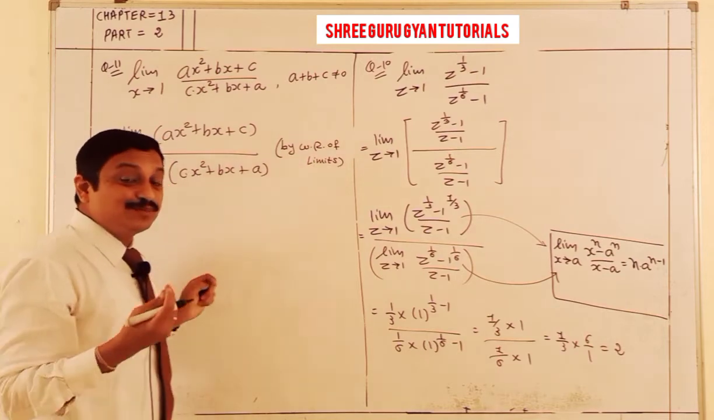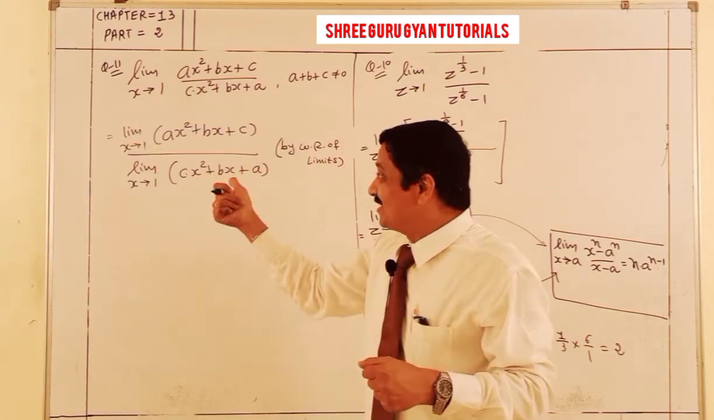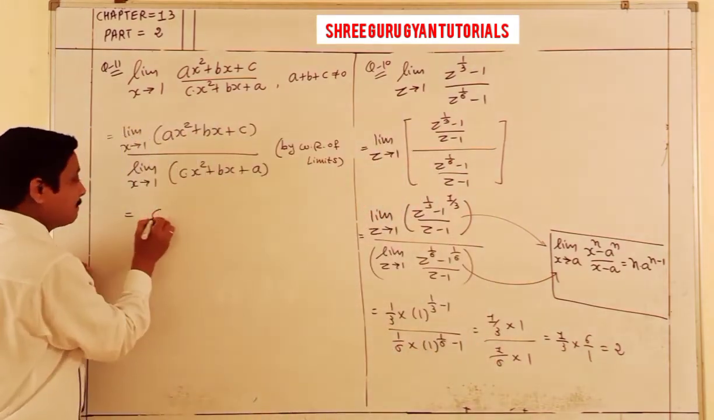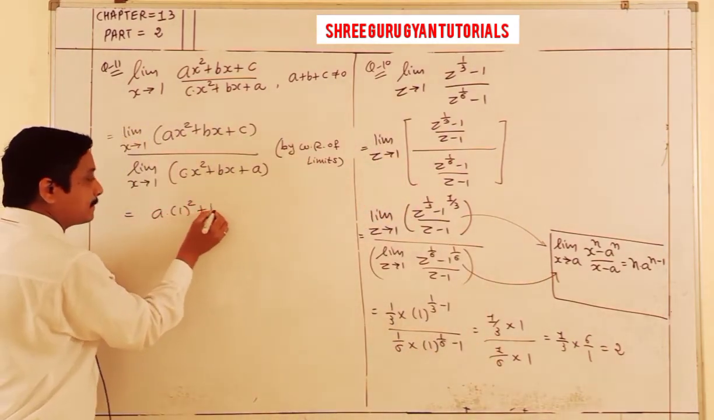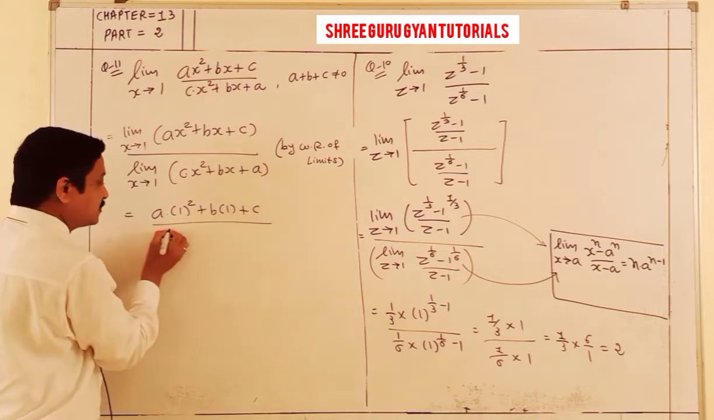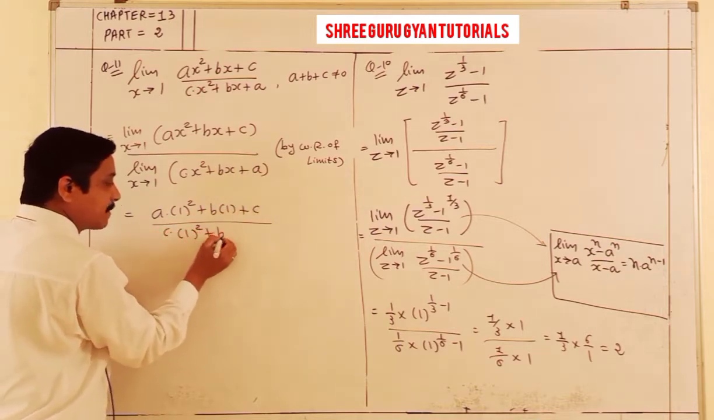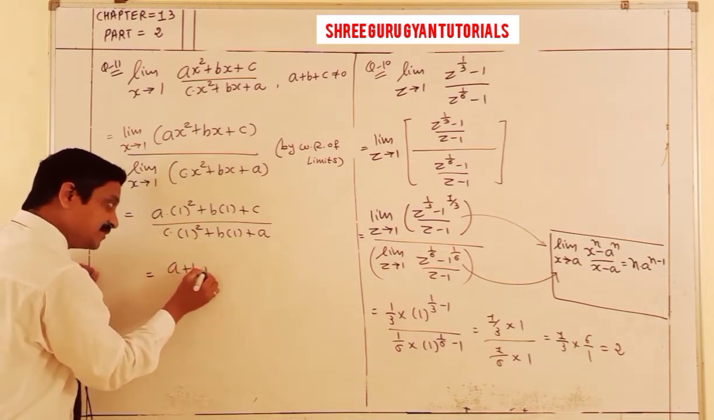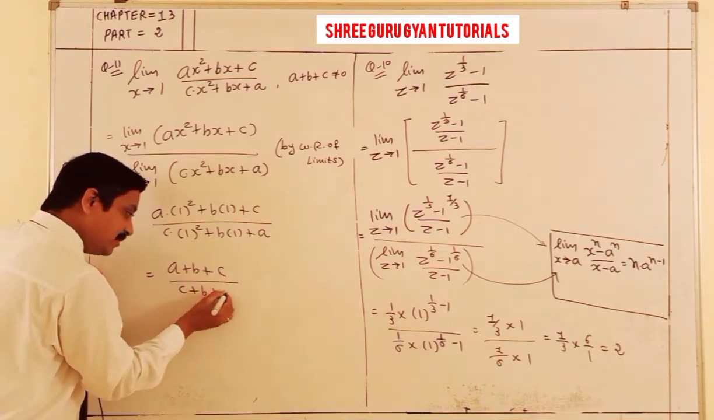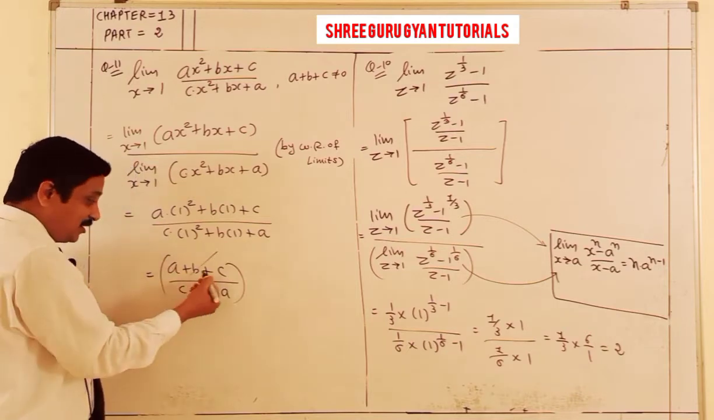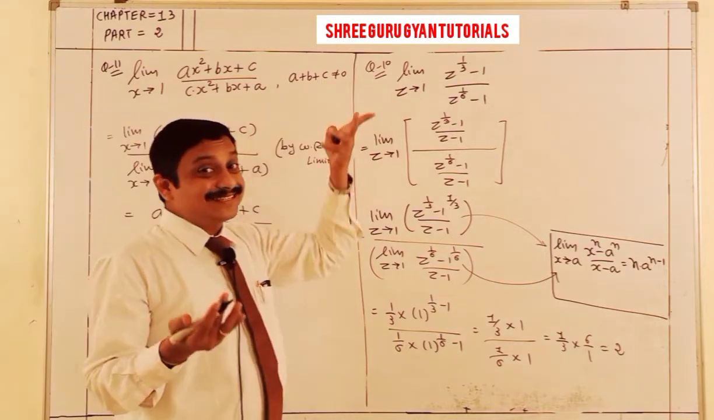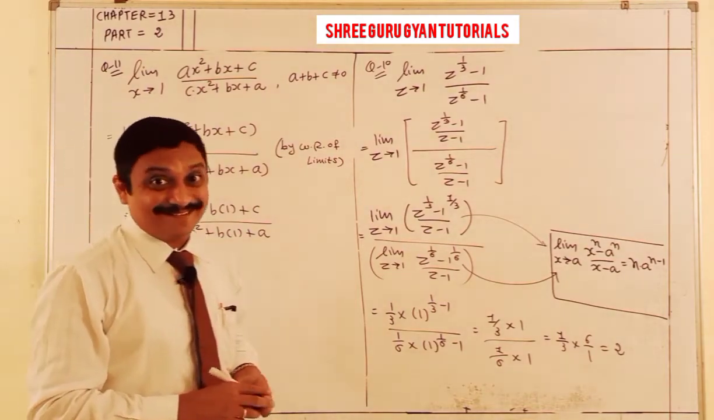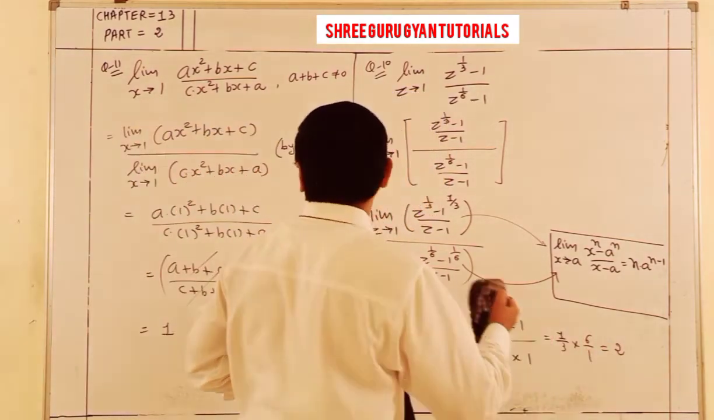Now students, you put your limits in place of x, exactly 1. So here a into 1 square plus b into 1 plus c, similarly c into 1 square plus b into 1 plus a; you get a plus b plus c upon c plus b plus a. Now these both cancel because it is never 0. So your answer is only and only 1. Yes, now continue. Question number 12.